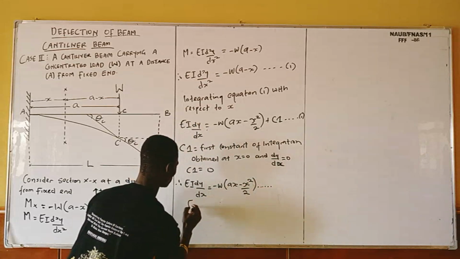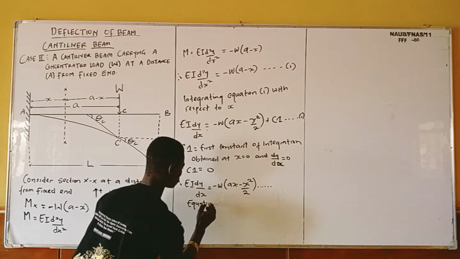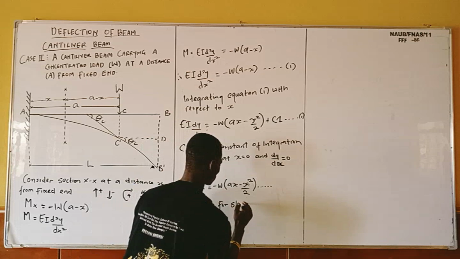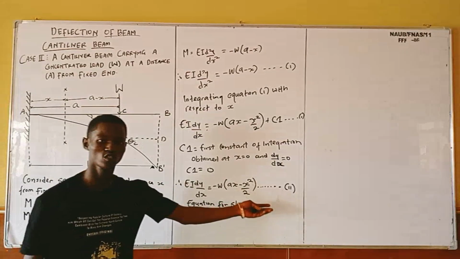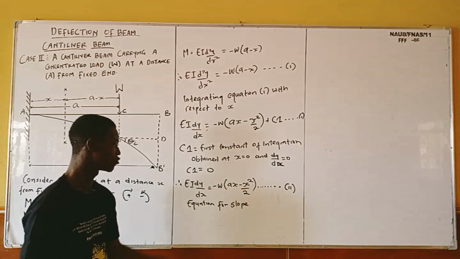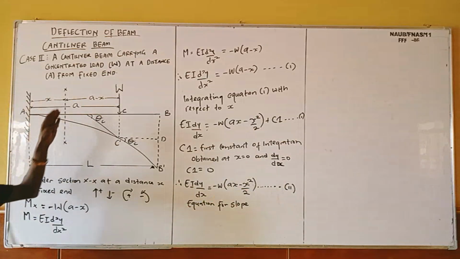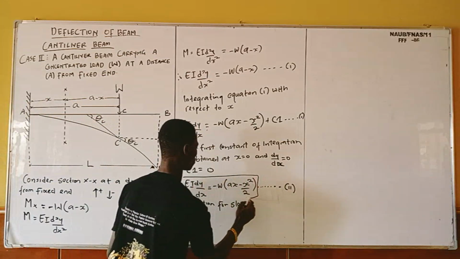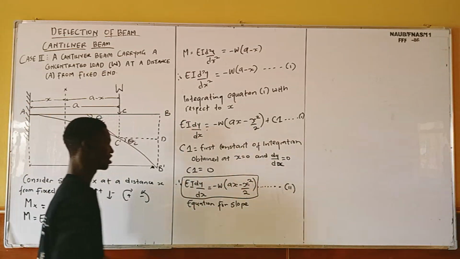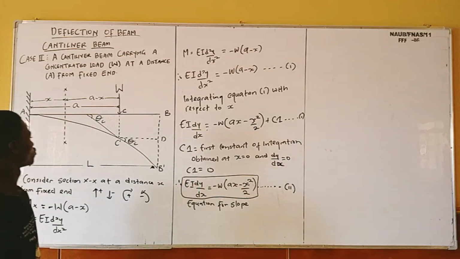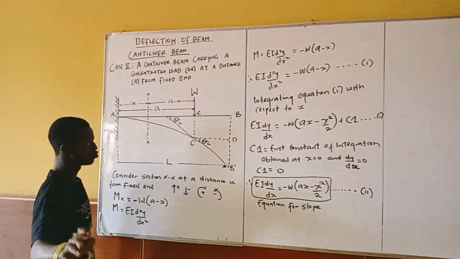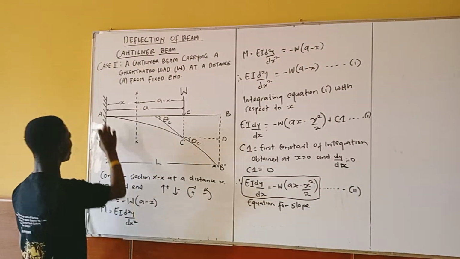So now, this is the equation for slope. This is my equation 2, and it's the required equation for slope at any section of this beam. So this equation is my equation for slope. Again, for me to have the maximum slope, or for me to have slope at this point C, this one at the free end.